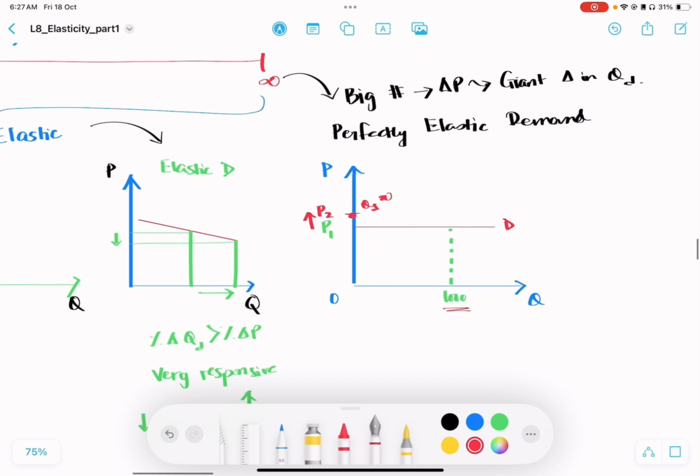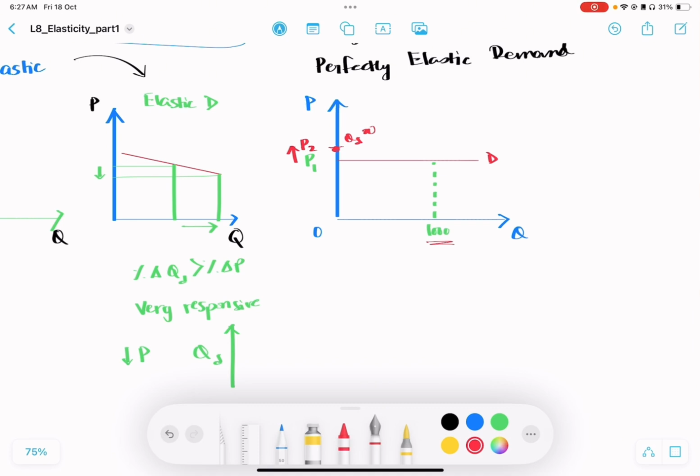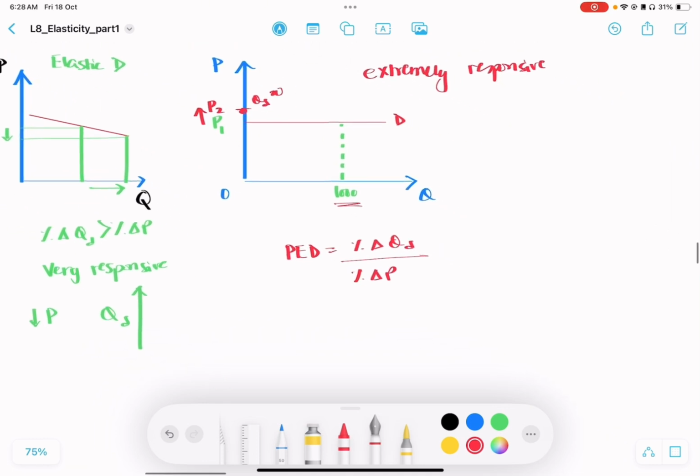So you see that there's this huge response to a change in price. There's this infinite response to a change in price. It goes from 1,000 to zero. So this essentially is saying that consumers are very responsive to a change in price. They are extremely responsive. They don't just reduce quantity demanded from like 1,000 units to 800 units. It just goes to zero. So it's extremely responsive.